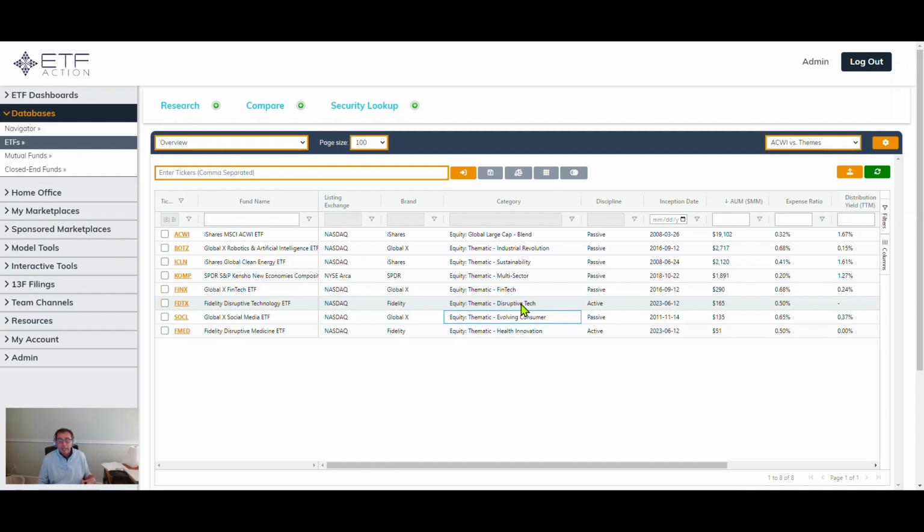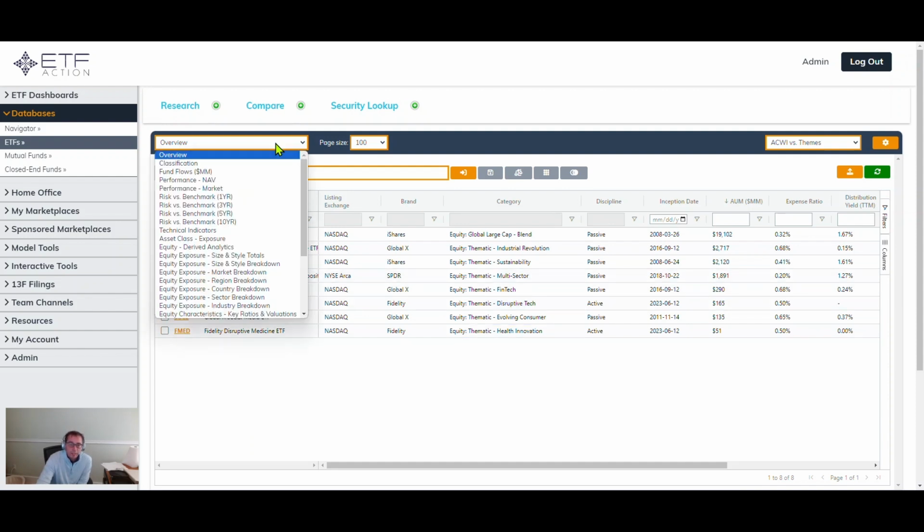Global X Social Media really captures a lot of the evolving consumer trends out there across millennials, the social media ETF, and how folks are utilizing the internet. And then the Fidelity Disruptive Medicine ETF, which is a broad-based health innovation strategy. So I utilized these 7 ETFs to compare against ACWI because they're broad-based. They're global in nature, so ACWI is a global fund. And what I want to do is really dial in to see how much exposure do these ETFs have in common.